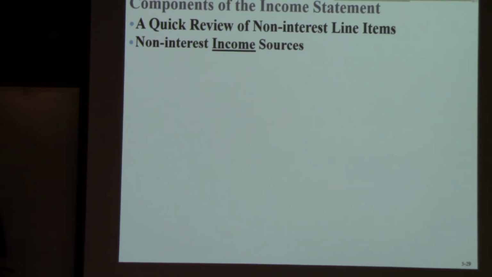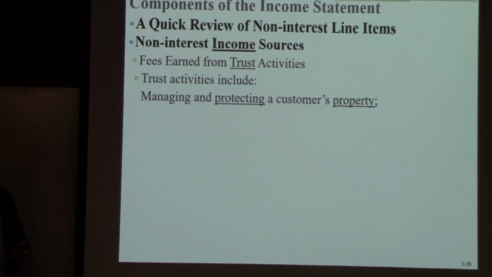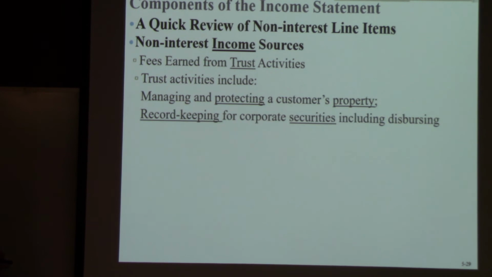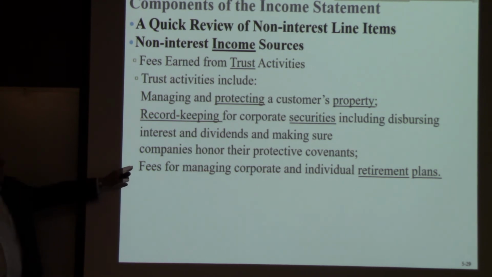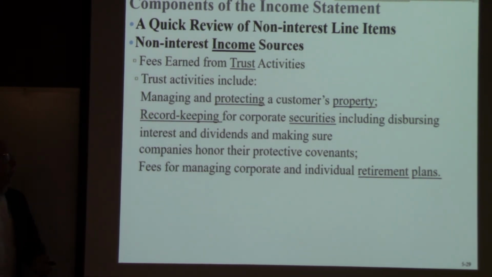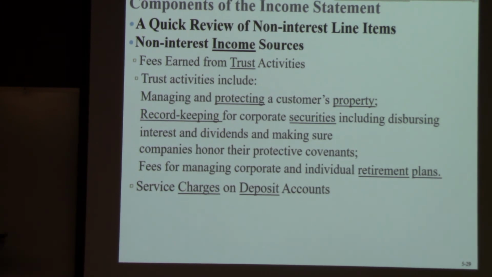All right, non-interest income sources, fees earned on trust. So let's take a quick look at trust. There's a whole chapter on trust. We're not going to get into it. Managing and protecting a customer's property. So you go to a trust department and ask them to provide these services. Corporations use trust departments for bonds, interest and dividends. Bank trust departments manage retirement plans. Then there are service charges on deposit accounts like insufficient funds, things like that.